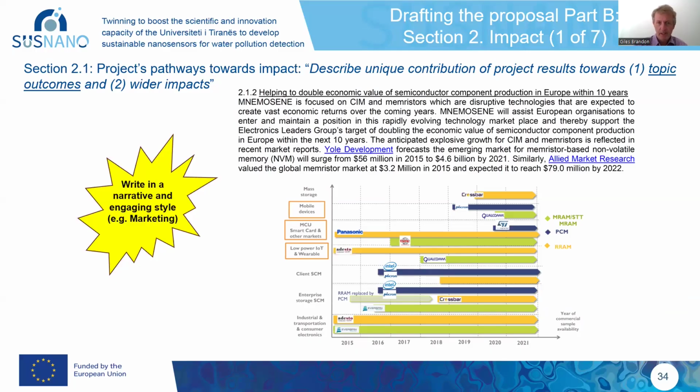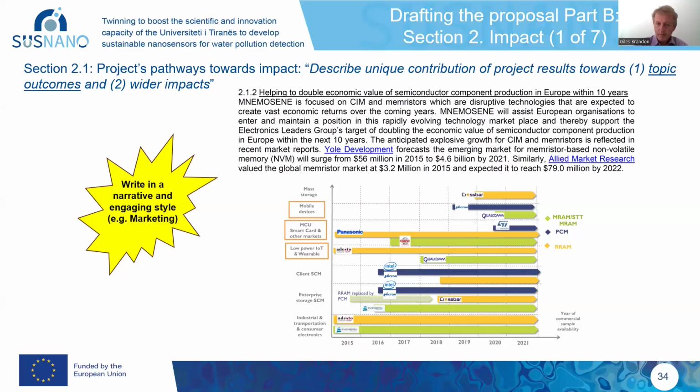Here, this figure and this text you see here is again from Nemosina. One of the outcomes we were told that we would need to help contribute towards was, and you read the text where it says 2.1.2, we had this particular outcome the Commission was requiring of us. It said help to double economic value of semiconductor component production in Europe within 10 years.